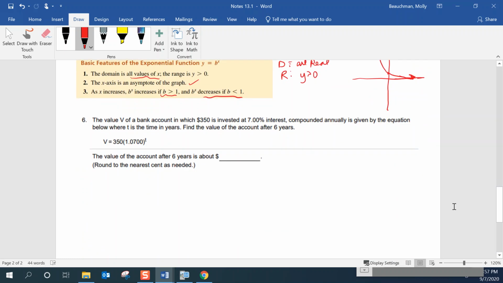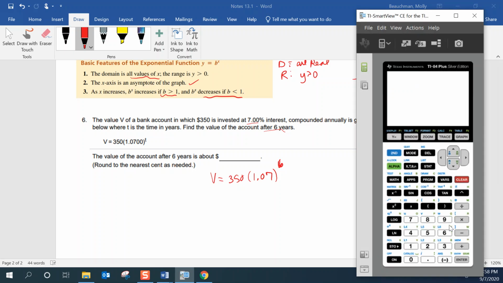Last is a word problem. We have the value v of a bank account in which $350 is invested at 7% interest, compounded annually, given by the equation below, where t is time in years. Find the value in the account after 6 years. We're going to substitute a 6 in our equation for time t. This is one of those instances where you don't want to take 1.07 to the 6th, round it, and then multiply it by 350. What you want to do is put it all in the calculator at the same time.